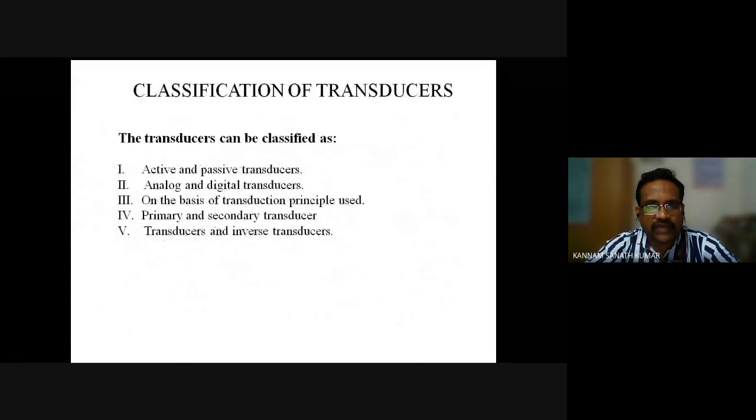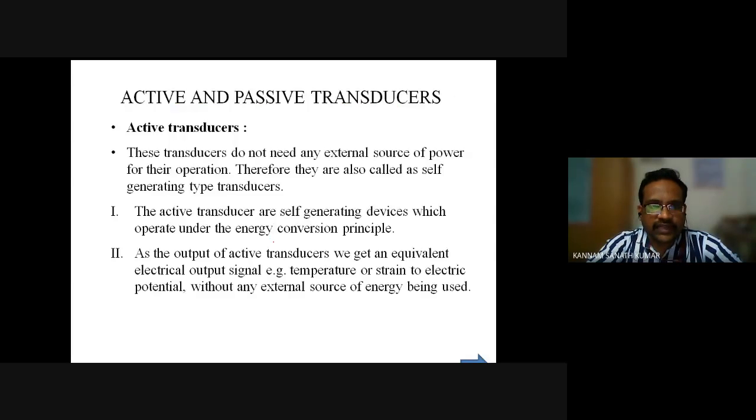Coming to the classification, which is in our syllabus, transducers can be classified into five types: active or passive transducers, analog or digital transducers, classification on the basis of transduction principle, primary and secondary transducers, and transducers or inverse transducers. As you know, active elements are those that give the source, like a voltage source or current source.